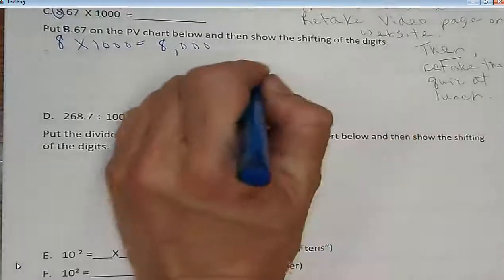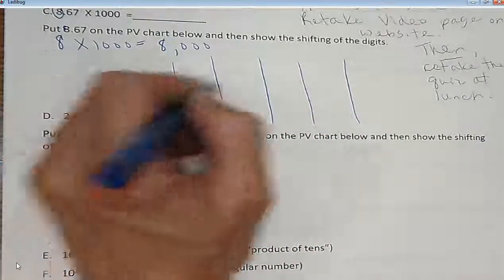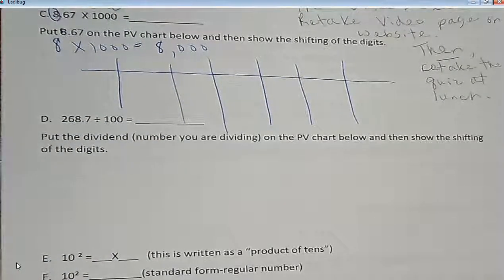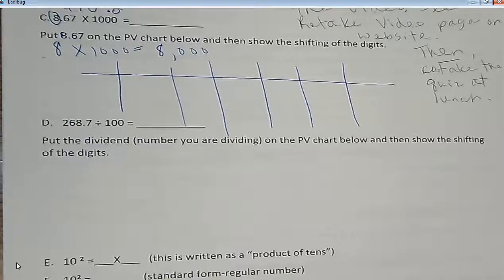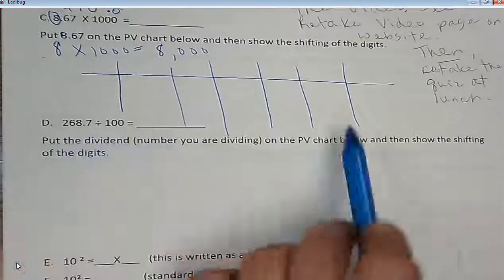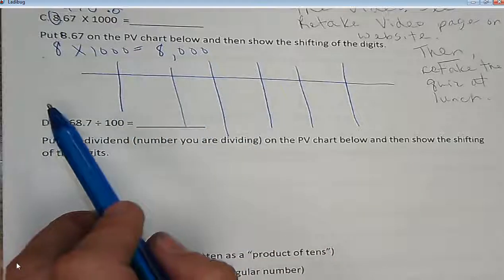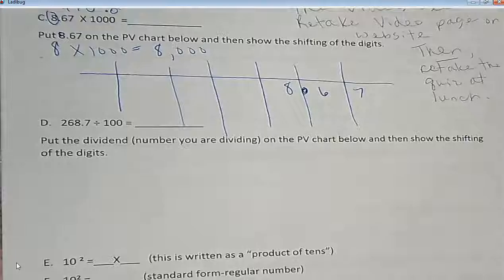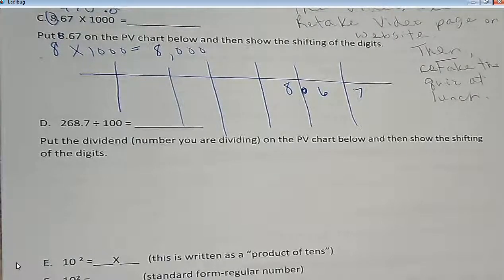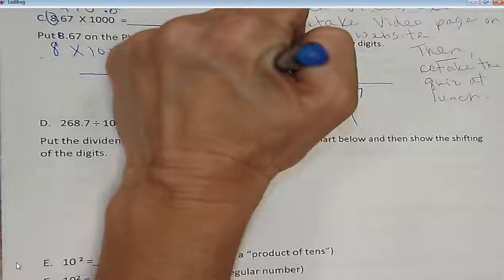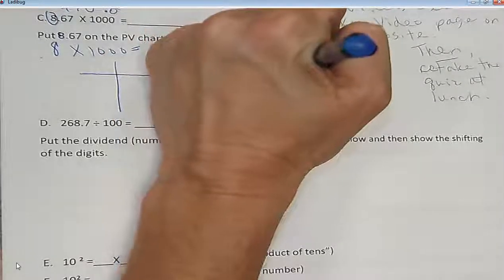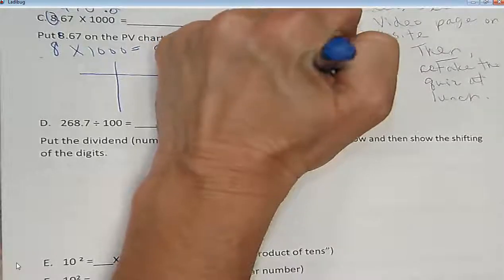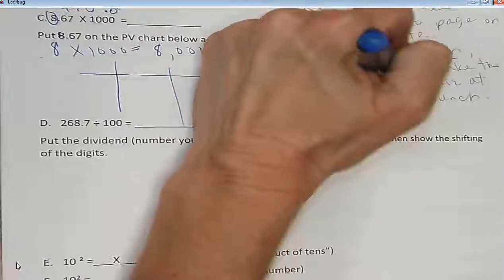So we need a place value chart. And we're going to put 8.67 on it, and then we're going to shift 3 to the left. So we should put it somewhere over here so we can shift 3 to the left. Okay, let's label the places so we can think about our number. I have 8 ones, 6/10ths, and 7/100ths.